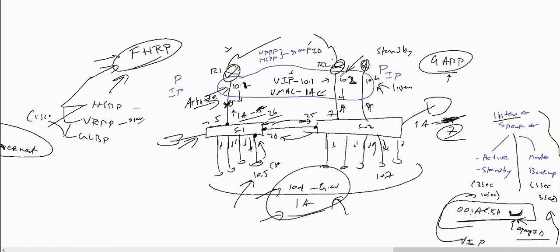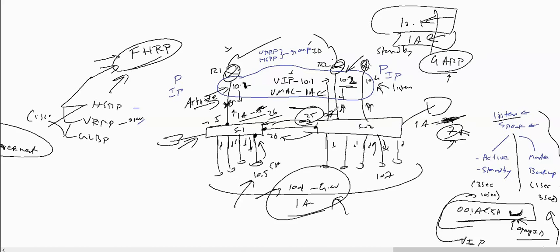No. This guy is sending: 10.1 is my IP, 1A is my MAC. That is the ARP reply, the ARP response I'm giving, not 10.2. So now when the GARP comes with this source IP and source MAC address, these switches will start learning the new port. Oh, previously it was 25. Now I am learning it through 7. So the source port is 7 now, for 1A. Okay.